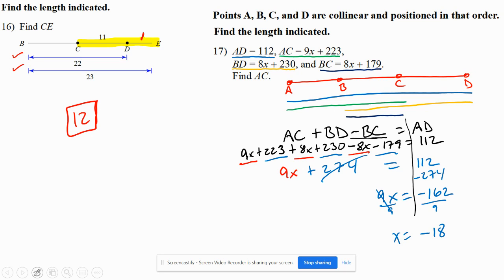My question was not solve for x. I solved for x in order for me to be able to answer my question. The question here was find AC. I know something about AC. AC is 9 times x plus 223. So I'm just going to go 9 times the negative 18 plus 223. And that should give me 61.